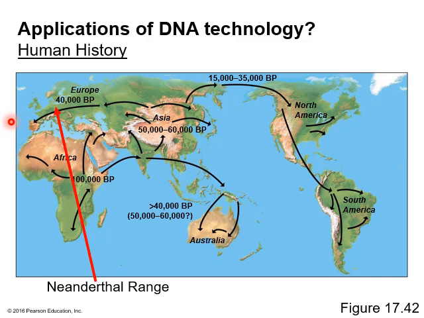So we're mainly Homo sapiens, but we have some DNA from Neanderthals, and we have some DNA from a species known as Homo erectus that occurred in Asia a long time ago.